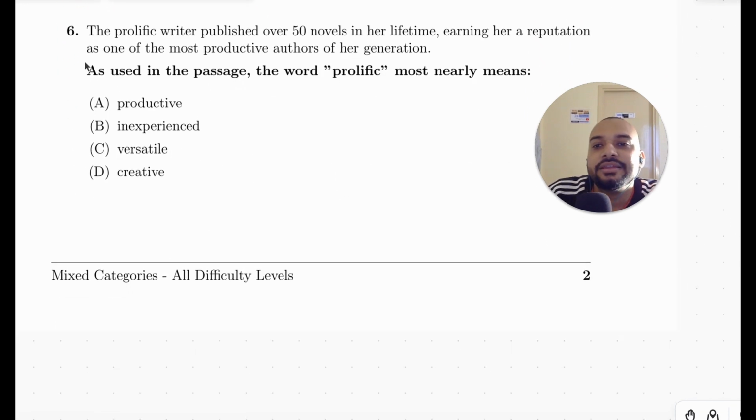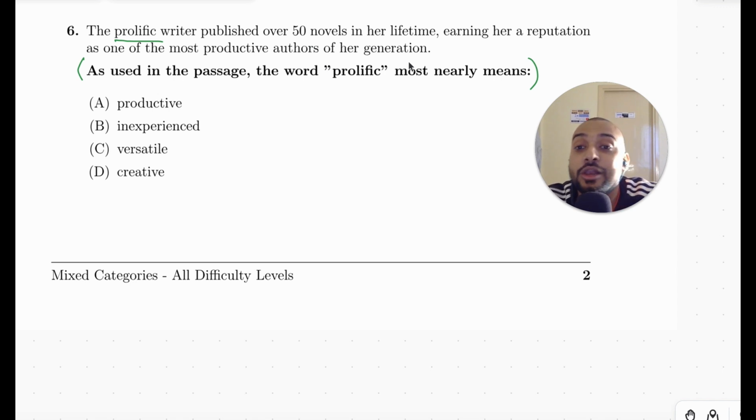As used in the passage, the word prolific most nearly means. Okay. So let's identify where the word prolific is written, then read it. The prolific writer published over 50 novels in her lifetime, earning her a reputation as one of the most productive authors of her generation.